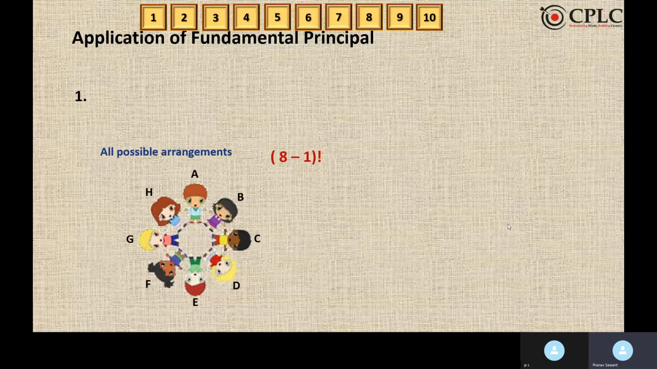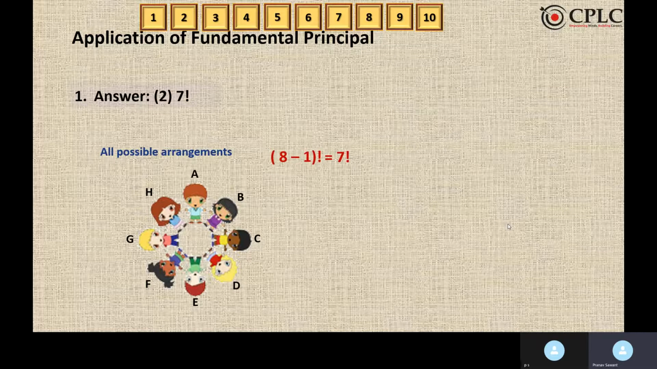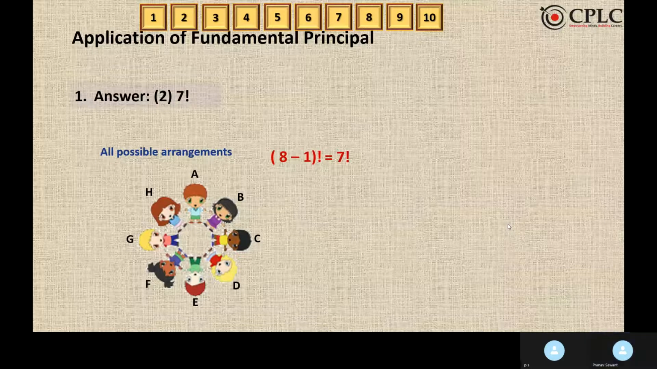So these are all the possible arrangements. So it is going to be 8 minus 1 factorial, that is equal to 7 factorial. Now there's a formula. Whenever some people are sitting in a circular arrangement, so let's say there are 8 people sitting in a circular arrangement, we will make use of the formula n minus 1 factorial. So it is going to be 8 minus 1, that is equal to 7 factorial.